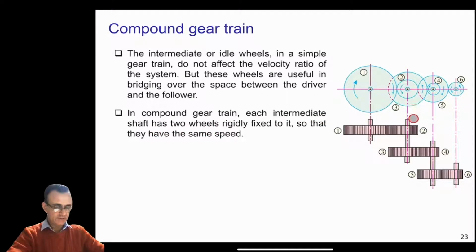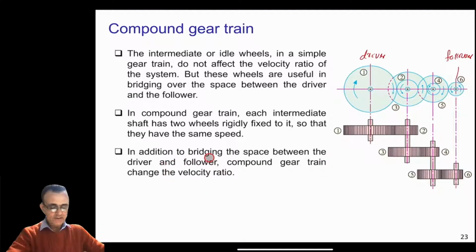So this wheel here is our driver, and this one is the follower, and these two are intermediate wheels, or intermediate shafts. But each intermediate shaft has two gears now. So this one has two gears and this one has two gears. And in compound gear train, each intermediate shaft has two wheels rigidly fixed to it, so that they have the same speed. So this means that the speed of 2 and 3 will be the same, and similarly the speed of 4 and 5 will be the same.